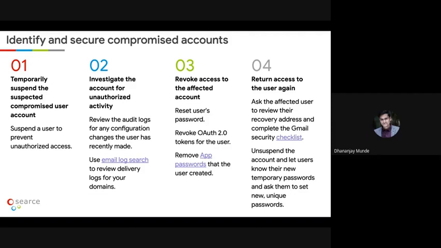Okay, so if you suspect that an account was compromised, the first thing to do is temporarily suspend the affected account, so you can prevent unauthorized access. Then you have to review the audit logs and look for any configuration changes the user has recently made. If there are any such changes, you need to review them as well. And you can use email log search to review the delivery logs and domains.